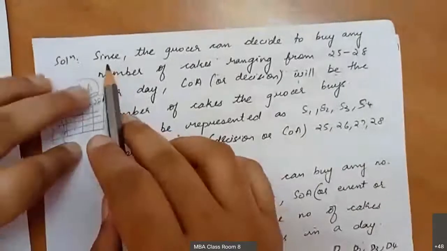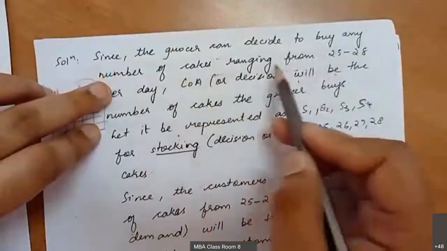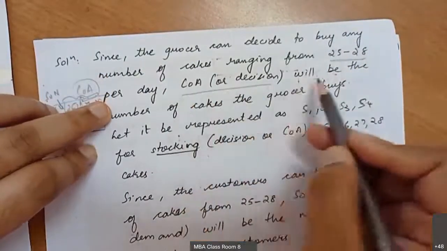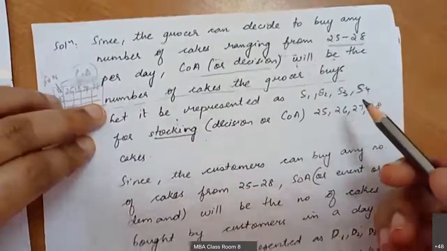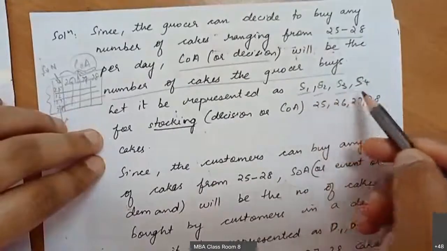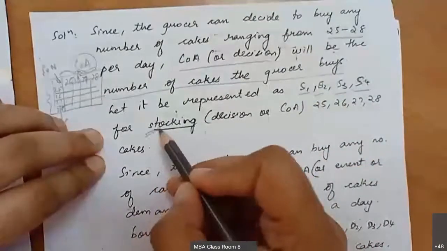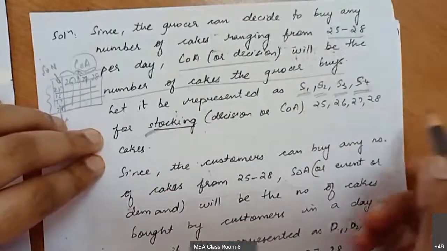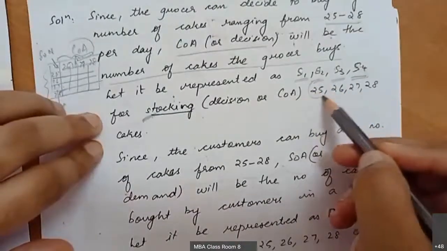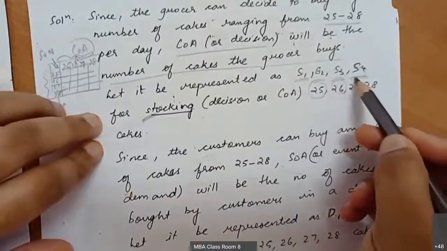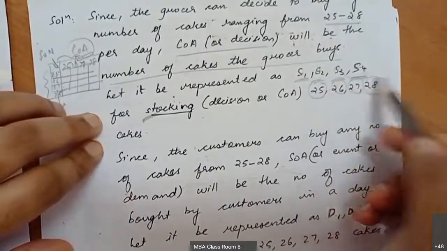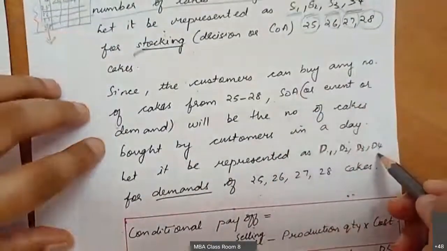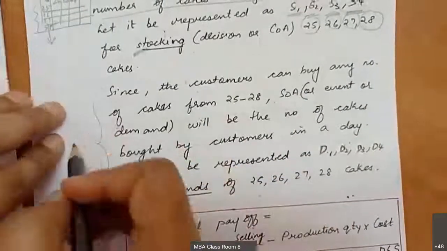Just read it. Since the grocer can decide to buy any number of cakes ranging from 25 to 28, COA will be the number of cakes the grocer buys. We represent it as S1, S2, S3 and S4 because he is going to stock it, so I take the first letter S. S1 represents 25 cakes, S2 represents 26 cakes, S3 27 and S4 28. So the COA part is over. Next we are going to discuss the SON part, which is actually the customer's demands.